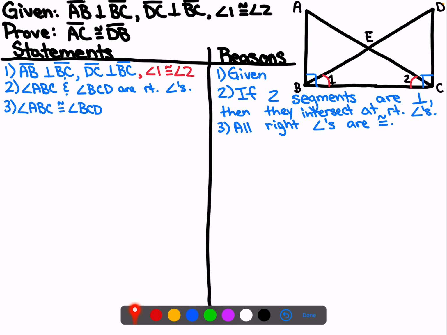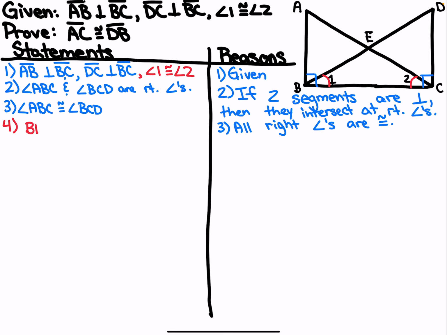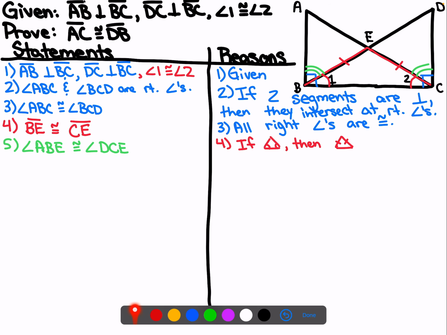Now, from here, we also have these two base angles being congruent, angle 1 and angle 2. And if these two angles are congruent, that should mean that EB and EC are congruent to each other as well. So BE is congruent to CE because if base angles are congruent, then legs are congruent. Now from here, I'm going to go ahead and say that these two green angles are congruent to each other as well, angle ABE and angle DCE.